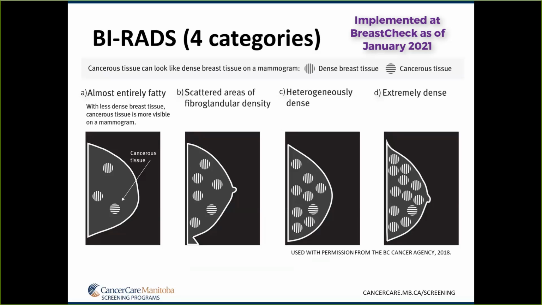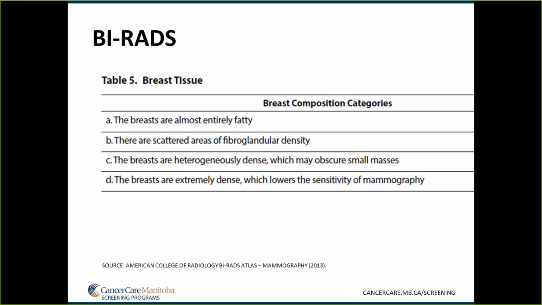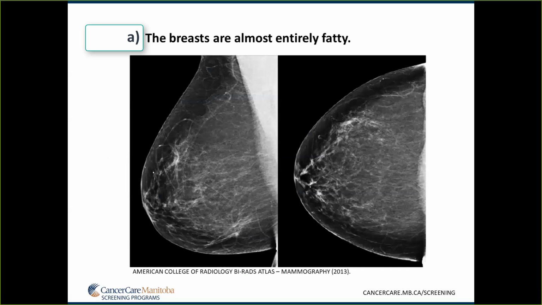Once you get into the heterogeneously dense and extremely dense, you can see that it will become a little bit more difficult in order to detect all of the cancers. This is just the categorical table, which lists A through D, with D being the most dense mammogram pattern. These are just a few examples so that you can see visually what we mean when we're talking about different categories. This is a BI-RADS category A, and I would say this is sort of at the upper limits of the 0 to 25% fibroglandular tissue.